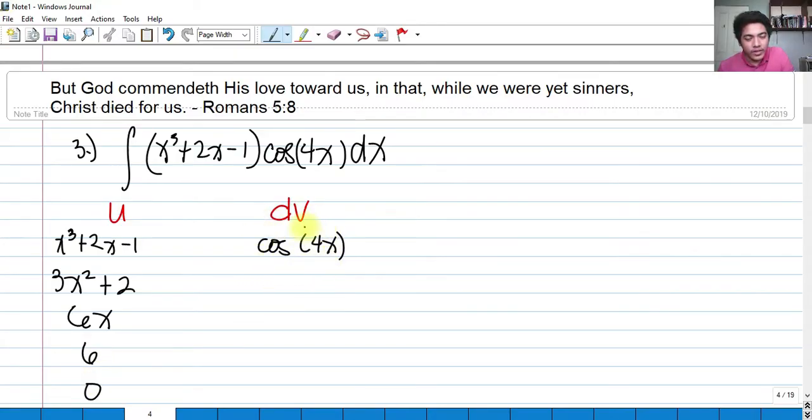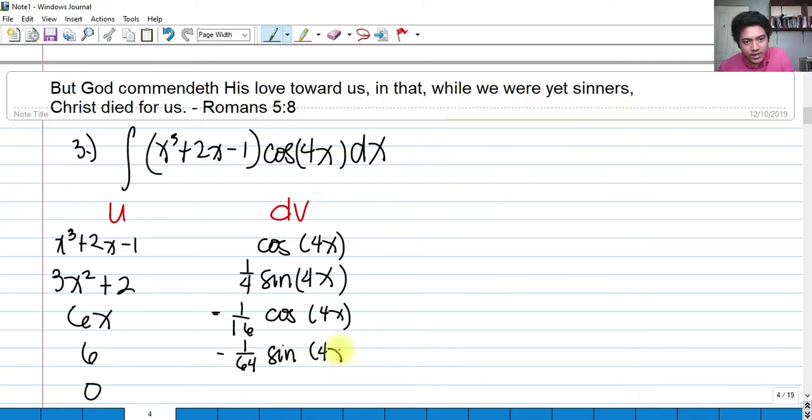For this, if we integrate cosine 4x, that would be 1/4 sine 4x. Integrate again. So we'll be having 1 over 16. Integral of sine is negative cosine. So we have negative 1 over 16 cosine of 4x here. And again, if we integrate this, we multiply this by 1/4 again. Negative 1 over 4 times 16 is 64.